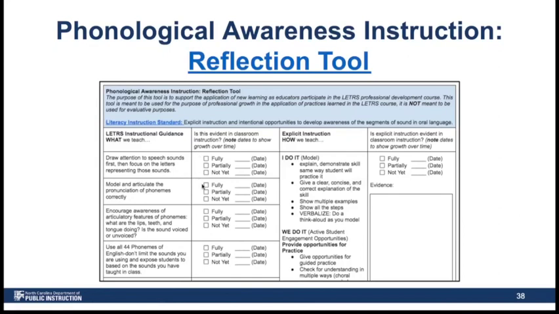Then in the third column, our explicit instruction column, this is showing how we actually want to teach this. We want to model it. We want to have students actively engage in it. And then we want to give students the opportunity for independent practice. So looking at whether or not these pieces are there would then be recorded in that fourth column for explicit instruction being fully present, partially, or not yet.